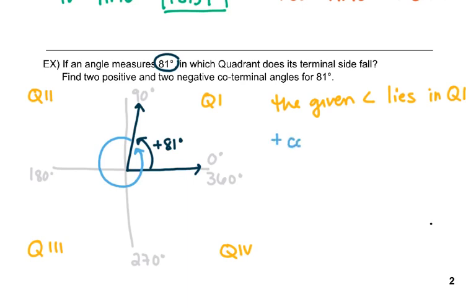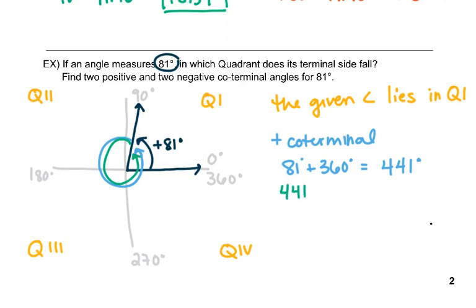So positive coterminal would be taking that 81 degrees and adding to it 360 degrees. That gives me 441 degrees. And I could add another rotation to that. I could say, oh, well, let's go around in a circle again in the positive direction. So that would be that 441 plus another 360. And that leaves me with 801. So here we have two positive coterminal angles.